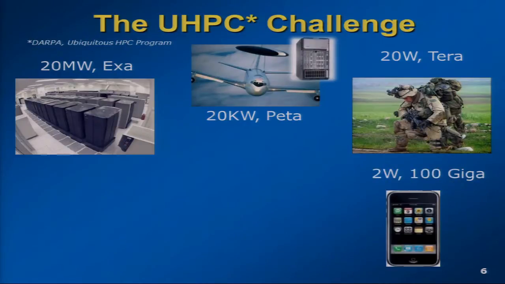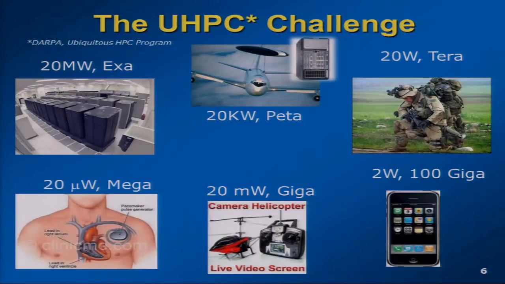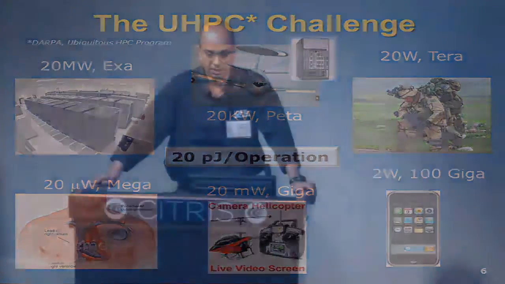Well, it can go further. You can put this in your cell phone, a 100 gigascale machine. Well, the NSA would really like a 20 milliwatt gigascale machine spying on you. Well, you could also have a megascale machine in your heart, under 20 microwatt. So you can see the energy is the challenge, and here the important thing is you have to bring it down to something like 20 picojoule at the system level, not at the transistor level, but at the system level, including software. So how do we get there?